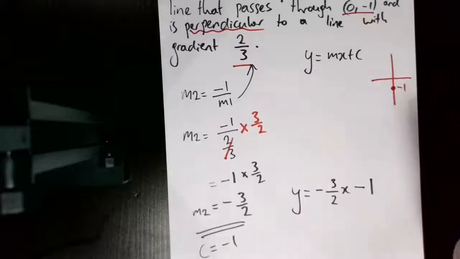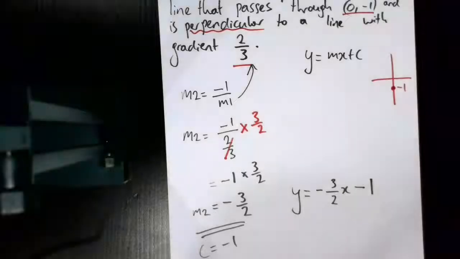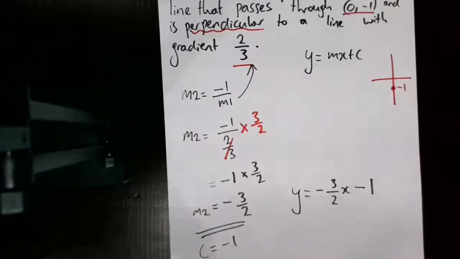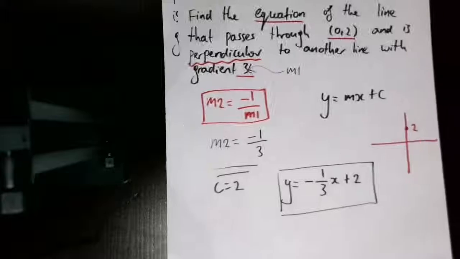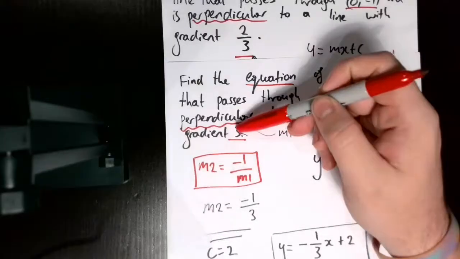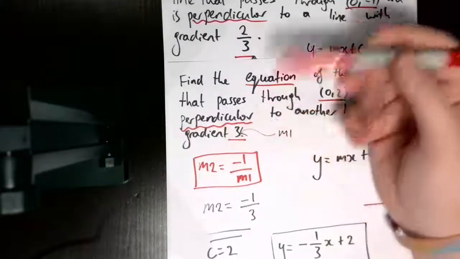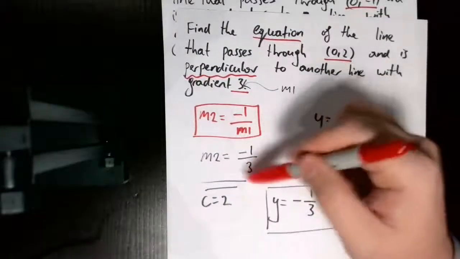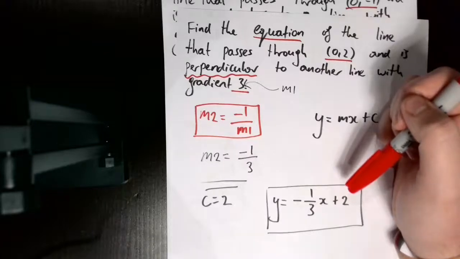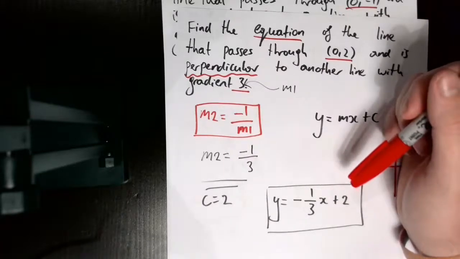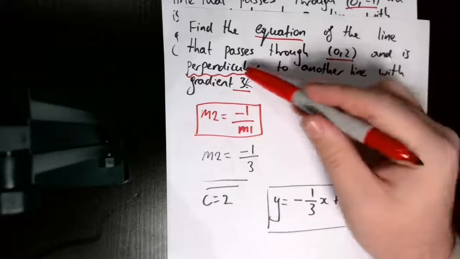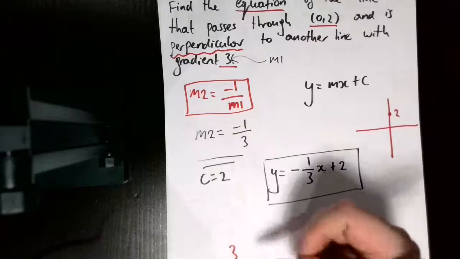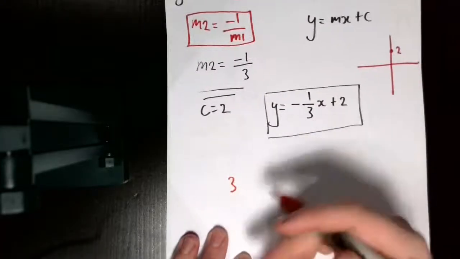Now let's stop and think about what this actually means, and how we can make this process a bit faster. Let's go back to our original question. You'll notice that the original gradient we were given is 3, and I want to find a perpendicular gradient. I end up with a fraction, -1/3. So to find our perpendicular gradient, all we do is take our original gradient, 3, flip it, and multiply by a negative.